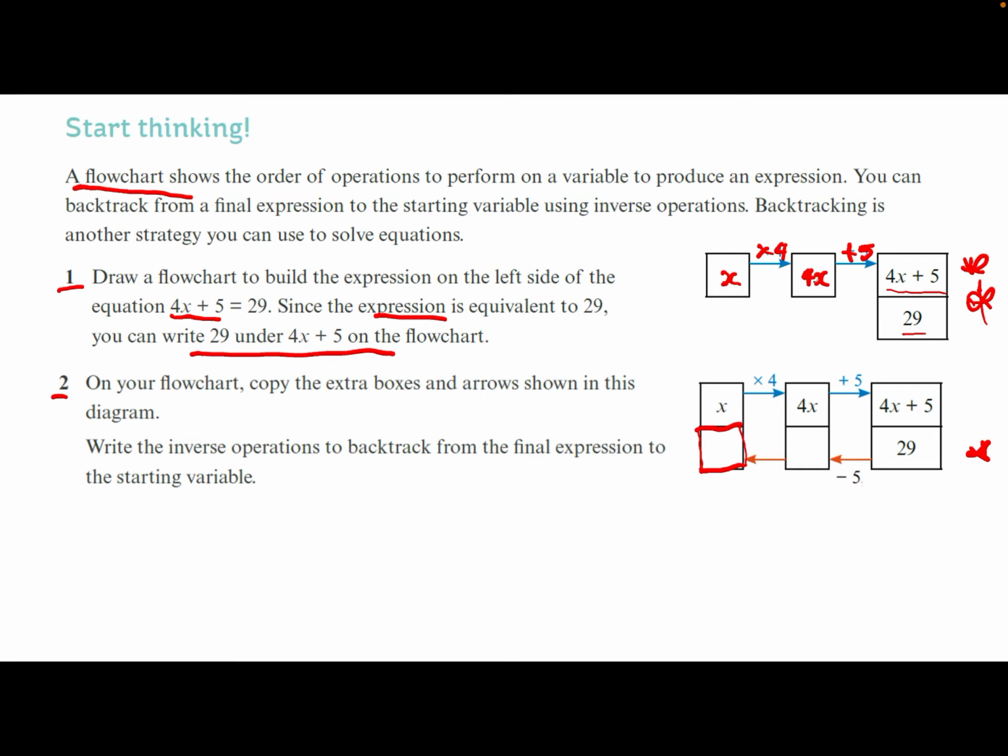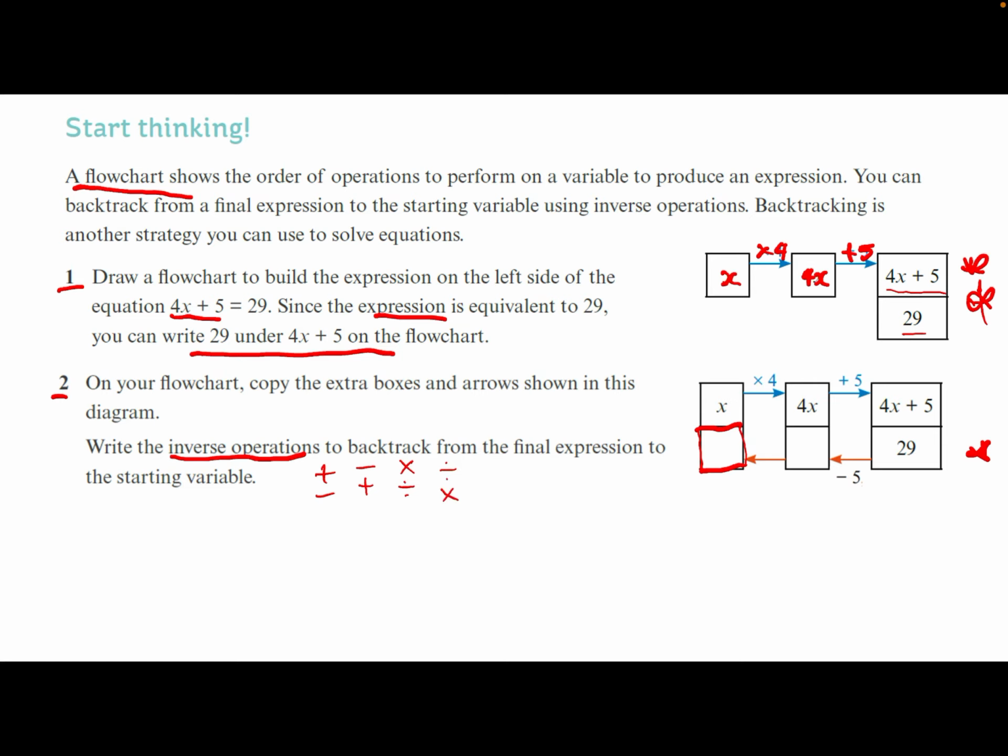So we use inverse operations. Inverse means like the opposite. So the opposite to adding is subtracting, the opposite to subtracting is adding, the opposite to multiplying is dividing, the opposite to dividing is times. So they're your inverse operations.